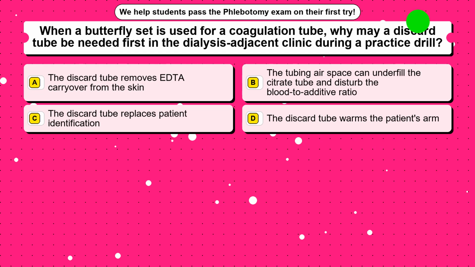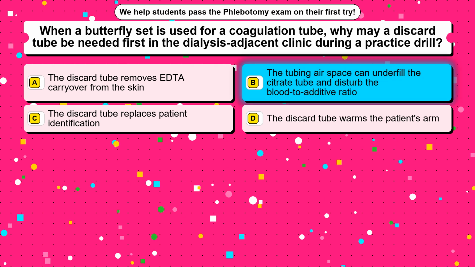Question 30. When a butterfly set is used for a coagulation tube, why may a discard tube be needed first in the dialysis adjacent clinic during a practice drill? Option A, the discard tube removes EDTA carryover from the skin. Option B, the tubing airspace can underfill the citrate tube and disturb the blood to additive ratio. Option C, the discard tube replaces patient identification. Option D, the discard tube warms the patient's arm. The correct answer is option B. The tubing airspace can underfill the citrate tube and disturb the blood to additive ratio.